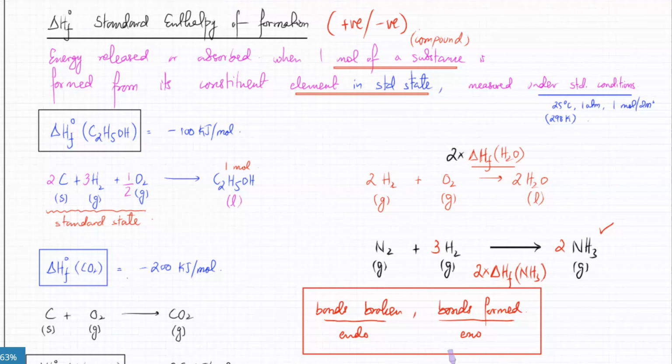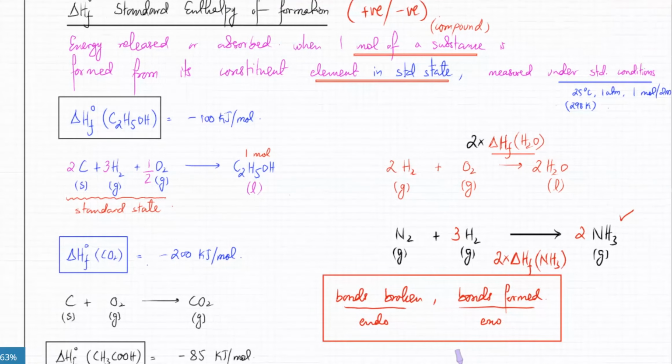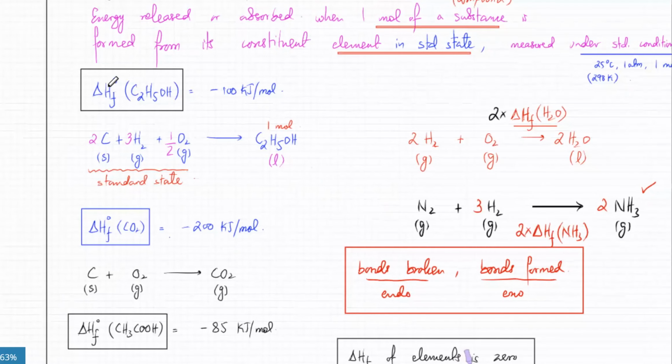So what is enthalpy change of formation? It is the energy that is released or absorbed when 1 mole of a substance is formed from its constituent elements in the standard state, measured under standard conditions. So whenever you see something like enthalpy of formation of ethanol, that means 1 mole of ethanol is being formed from its constituent elements. So it's the energy change for this particular reaction.